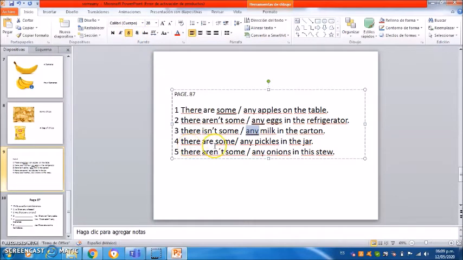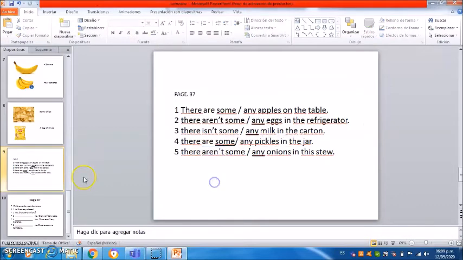Number 4, there are some or any pickles in the jar. Exactly, some because it's a positive. That means we have. We don't know how many, but yes, we have. There aren't some or any onions in the stew. Very good. Any. Why? Yes, because we have aren't. No, 0. Okay, perfect.